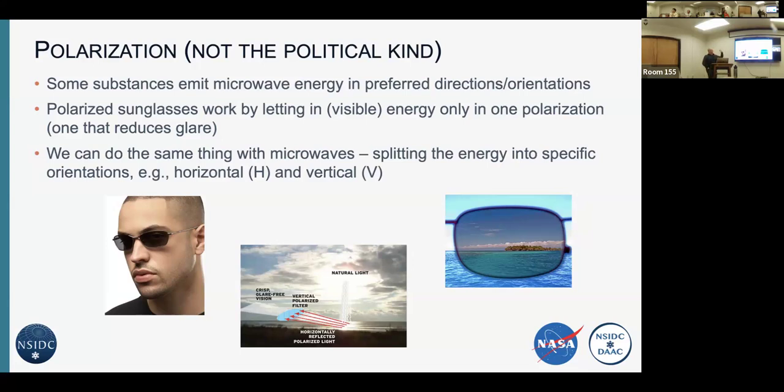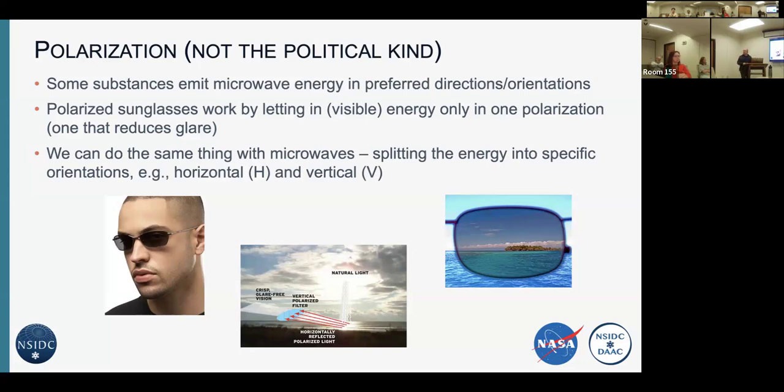So for sunglasses, you allow only certain directions in, which cuts down on the glare and allows you to see more clearly. In terms of microwaves and our sensors, basically we split the energy into specific orientations. It has preferred directions depending on what the substance is. We do what's called horizontal and vertical. It just means they're orthogonal to each other, perpendicular. It's essentially an arbitrary axis, as long as you're consistent with it. But you can break down any direction into components.